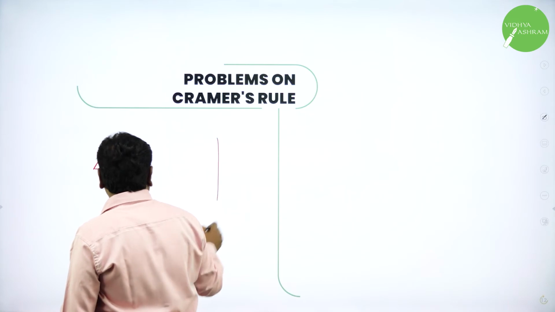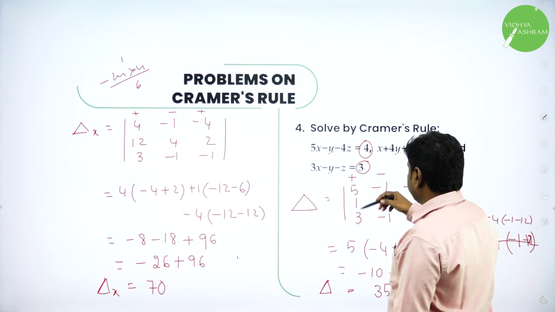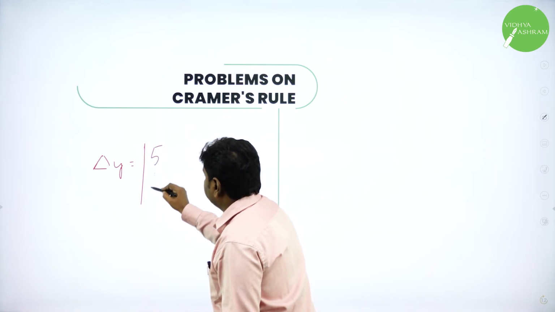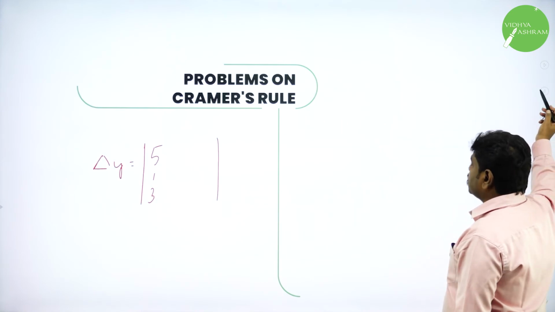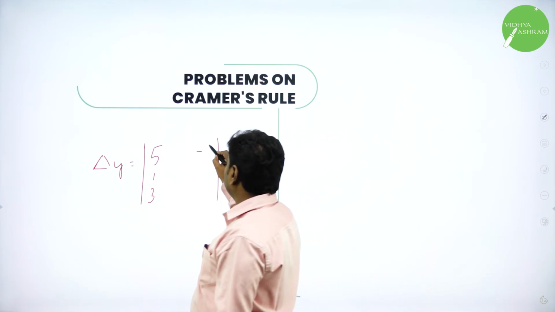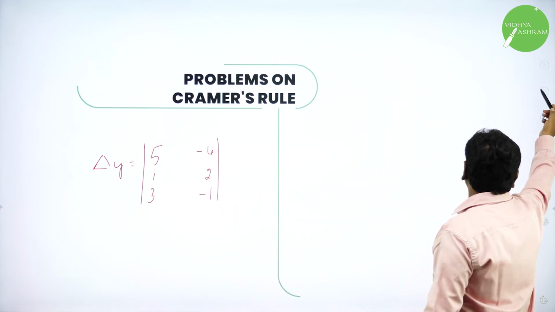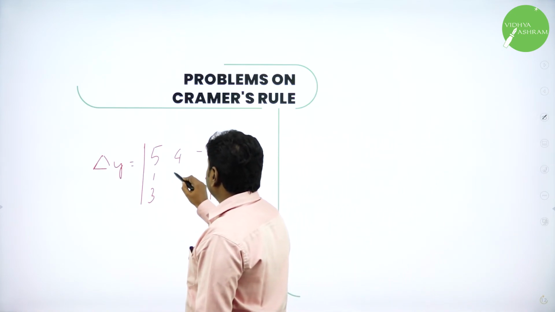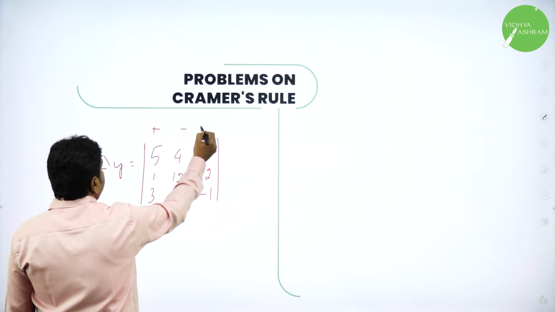In order to find delta y, the first column and last column you retain as they are. What is the first column? 5, 1, 3. The last column also you retain. What is the last column we have? -4, 2, -1. But the middle column, the column of y, you replace with the constants. What are the constants? 4, 12, 3. Now you expand this. If you expand, you will get plus, minus, plus.